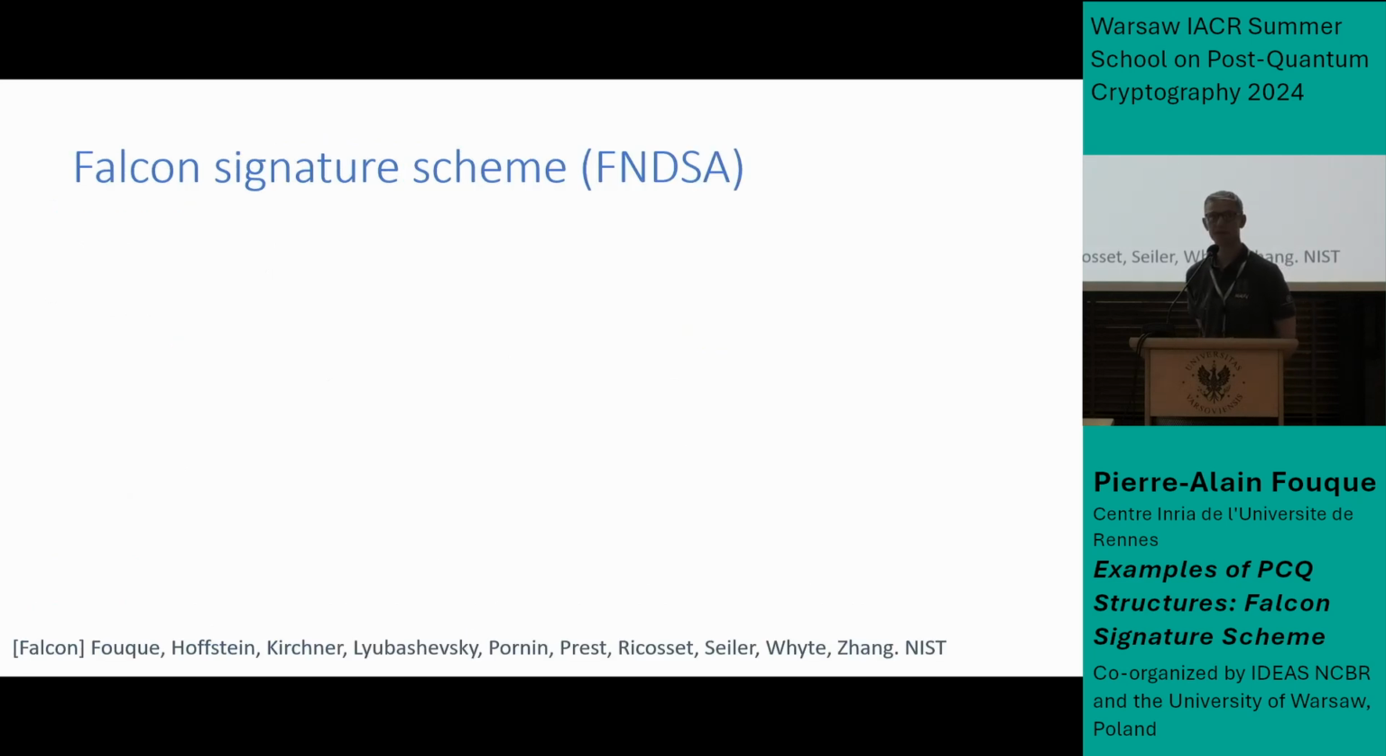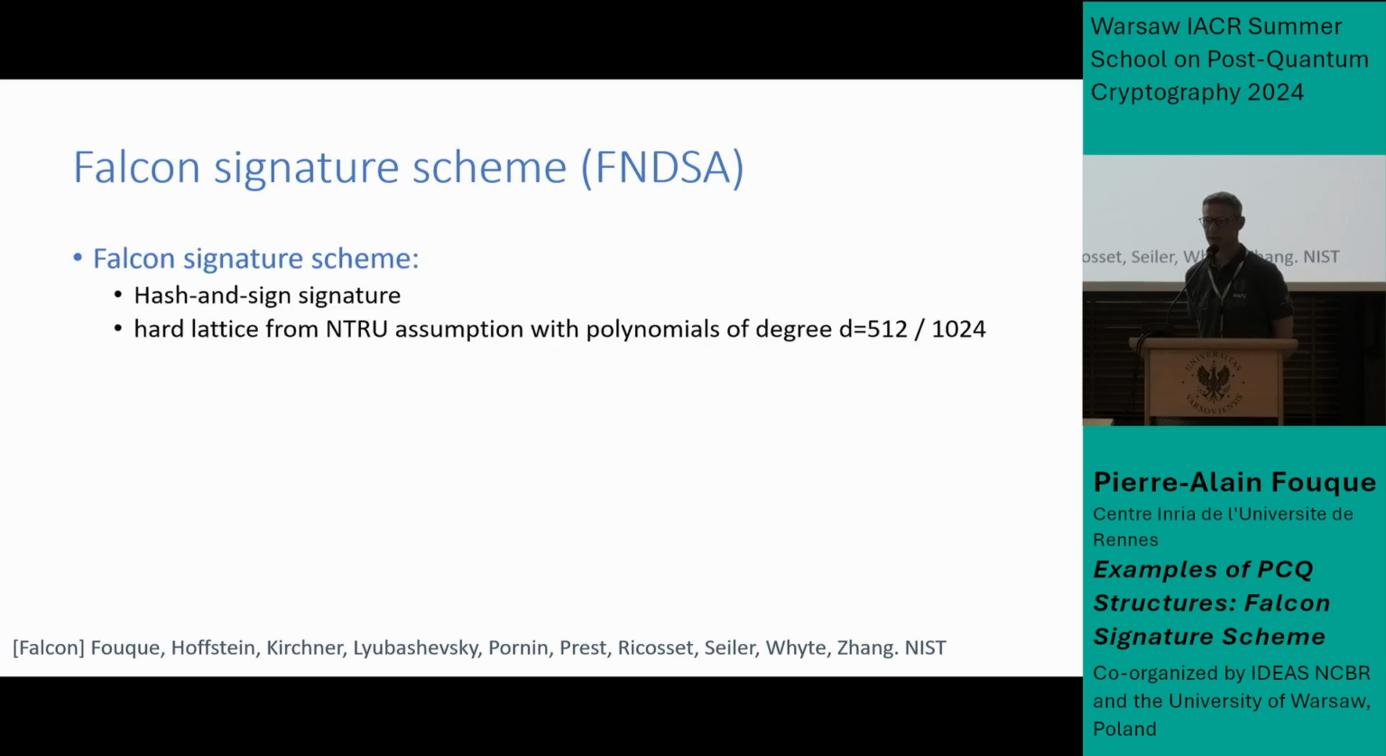NIST decided to change the name of all the algorithms, so Falcon will be FN-DSA. The main property of Falcon is that it is a hash-and-sign signature scheme, and it uses, in fact, the NTRU assumption, using a polynomial as Daniele defined on Monday. I will explain how we can build a hash-and-sign signature and what is the specific property that we use in Falcon in order to make it efficient.